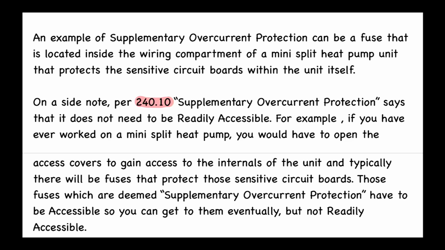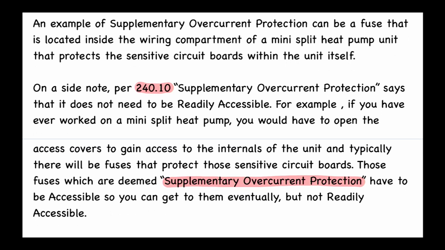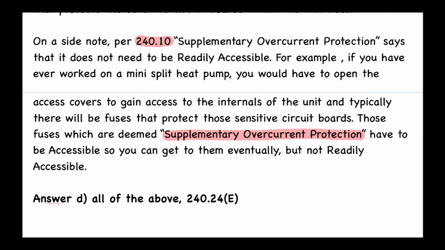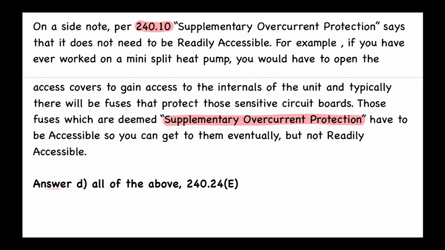For example, if you have ever worked on a mini-split heat pump, you would have to open the access covers to gain access to the internals of the unit, and typically there will be fuses that protect those sensitive circuit boards. Those fuses, which are deemed supplementary overcurrent protection, have to be accessible so that you can get to them eventually, but not readily accessible. And the answer to this question again is D, all of the above. Code reference 240.24(E).